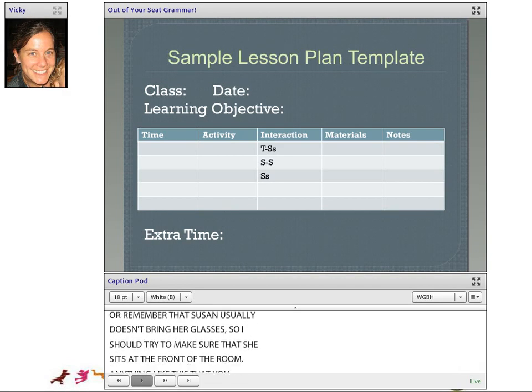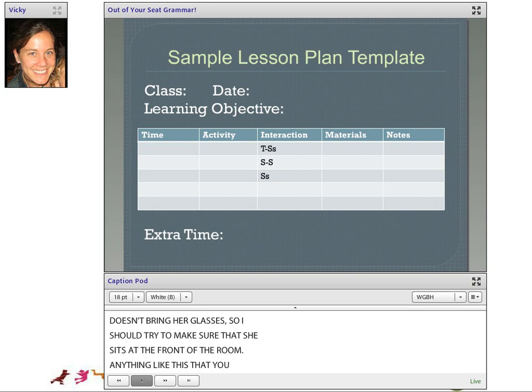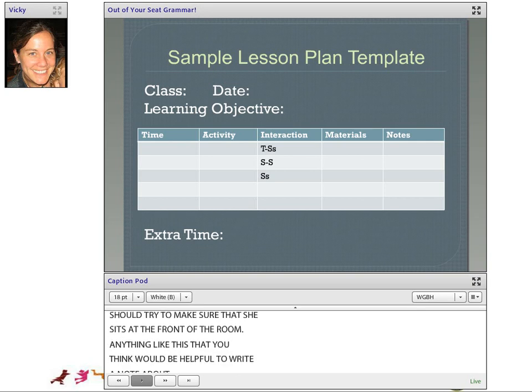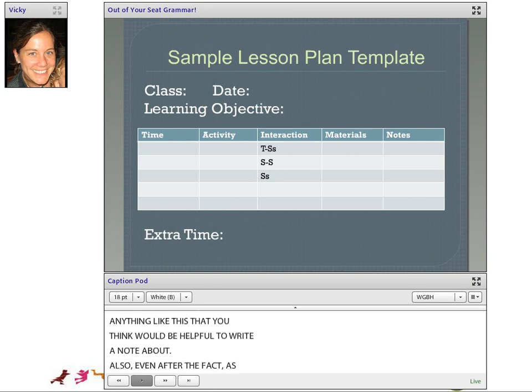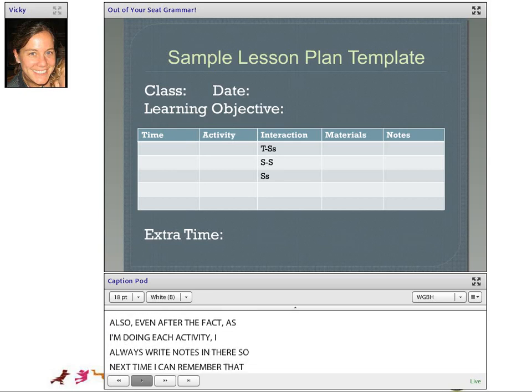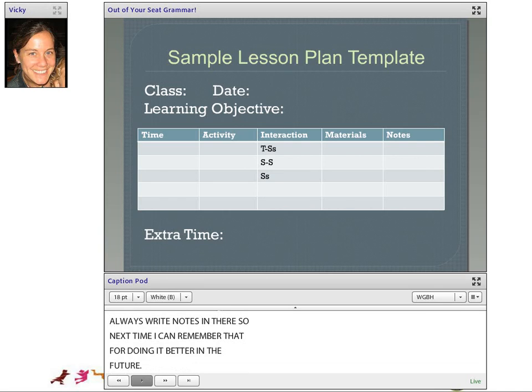Also, even after the fact, as I'm doing each activity, I always write notes in there so that next time I can remember that for doing it better in the future. So notes are meant to be beforehand and also as you're doing it or afterwards. Finally, you see at the bottom of my lesson plan, I have a column or an area for extra time.